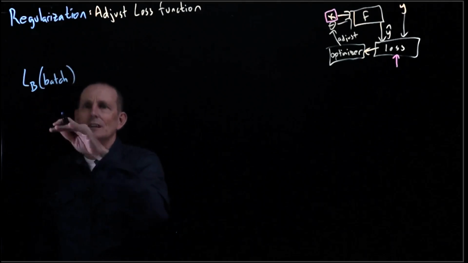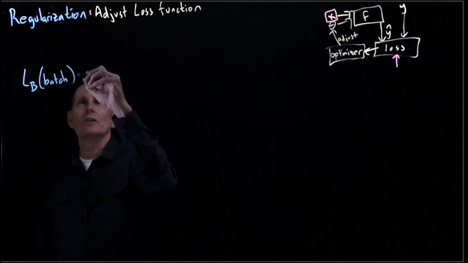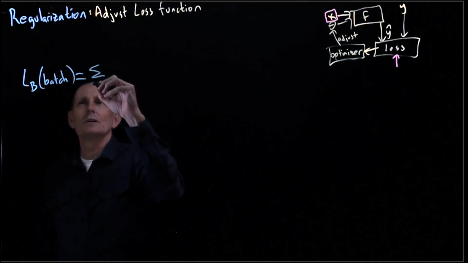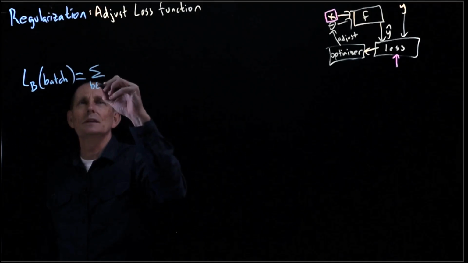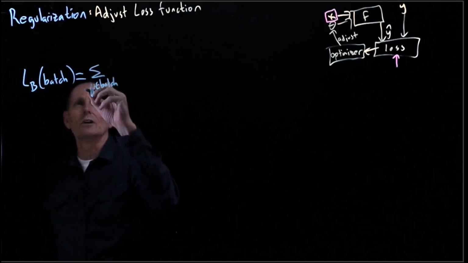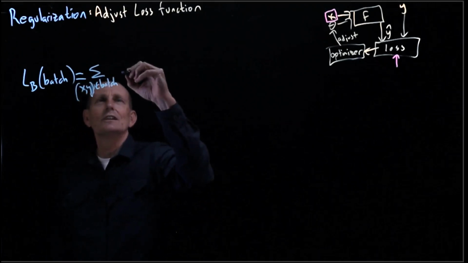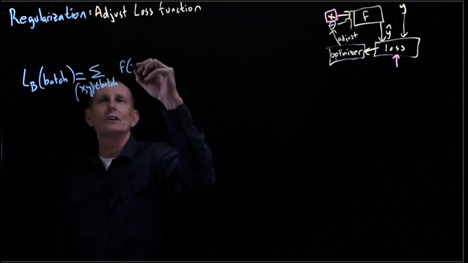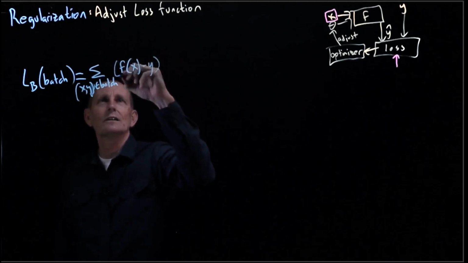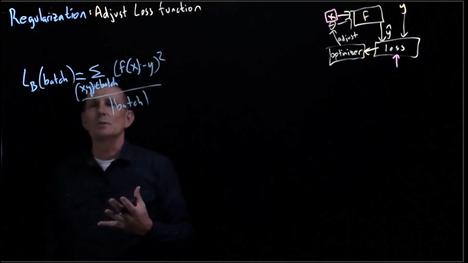In fact, we know the loss we've been using so far is the mean squared error, right? So that's going to be the sum for all xy in the batch of (f(x) - y) squared, all over the size of the batch. It's going to be the mean squared error.